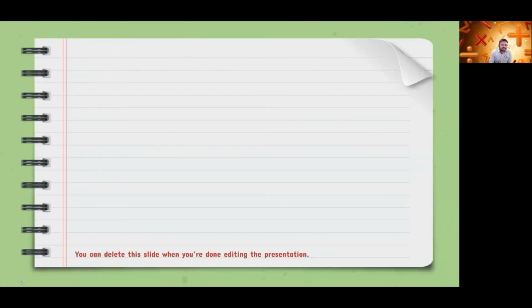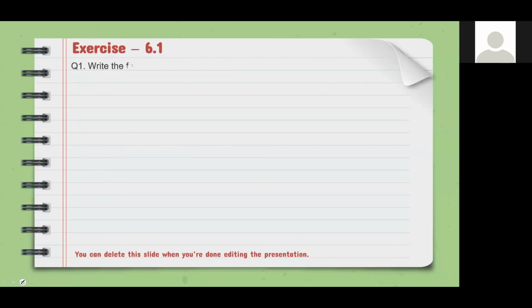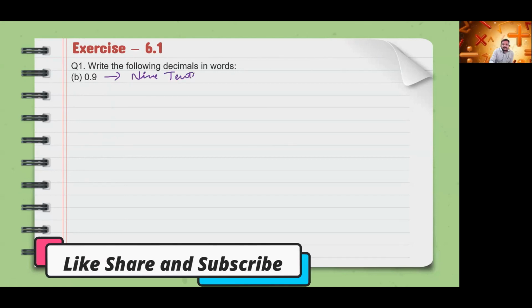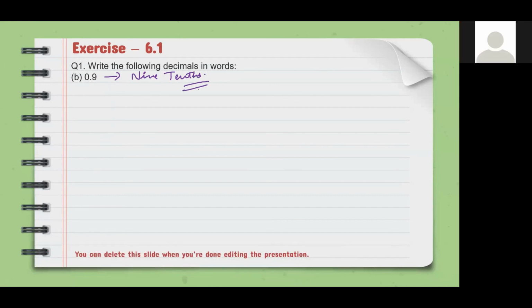Next one. Yes, Shlok. Yes, sir. The question is 0.9. So we will take 0.9 tenths. 9/10. We will not take that 0 and point name. Sir, at the backside it was given, so I thought it would be like that. No, at the backside there are many mistakes. In fact, in your textbook only, there are many mistakes. Okay.